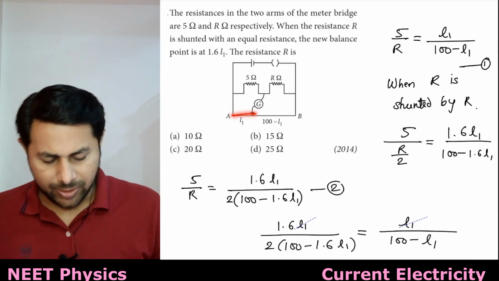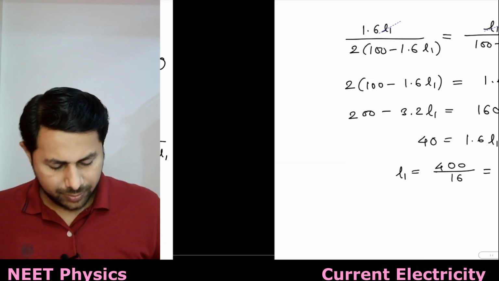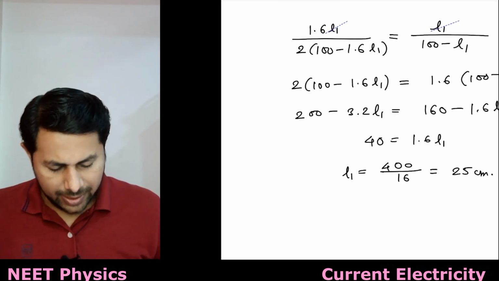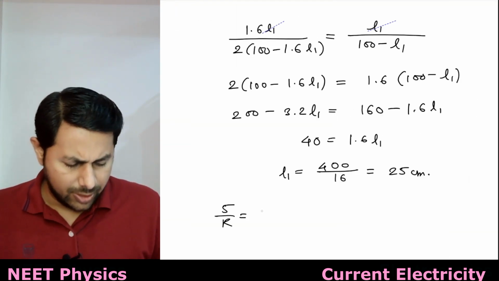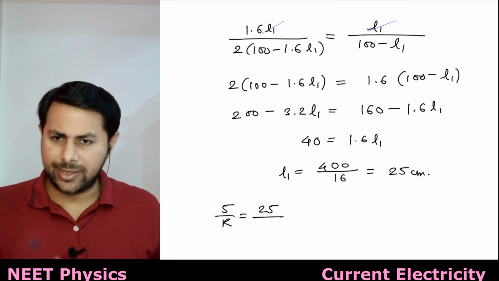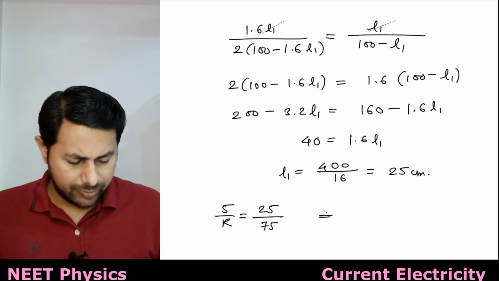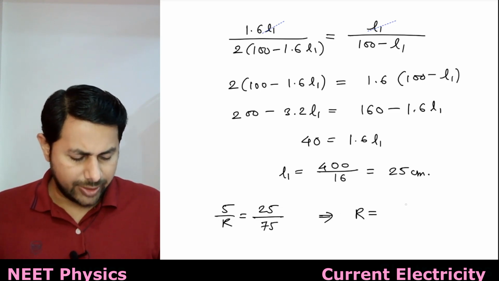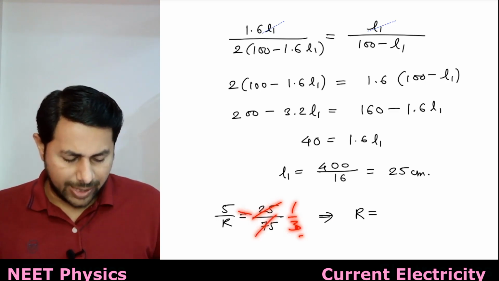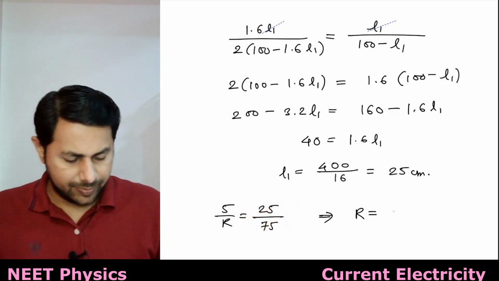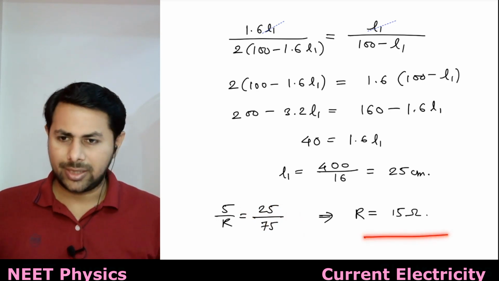So if L1 is equal to 25 centimeters, you have 5 by R equal to 25 divided by 100 minus 25, which means 75. So what would be R? That implies R is equal to... this is 1/3, so 5 times 3 means 15, right? Is this clear? Yes, no?